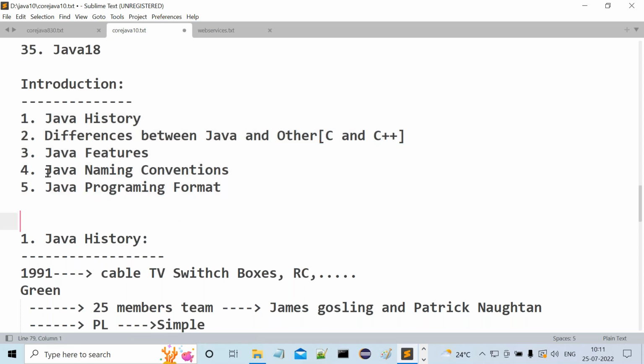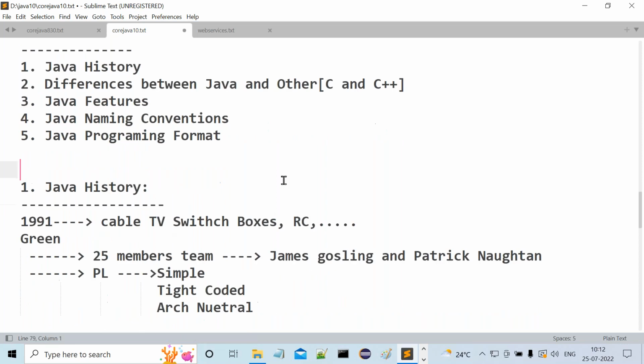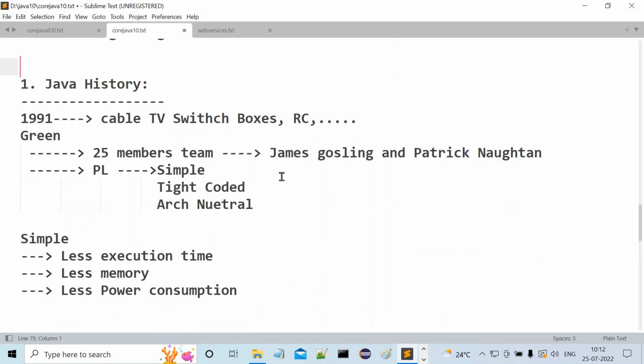The Java programming format or Java naming conventions, I can discuss anything first, no issues. Next one is Java history. We already started Java history, and a few points have already been discussed about it.